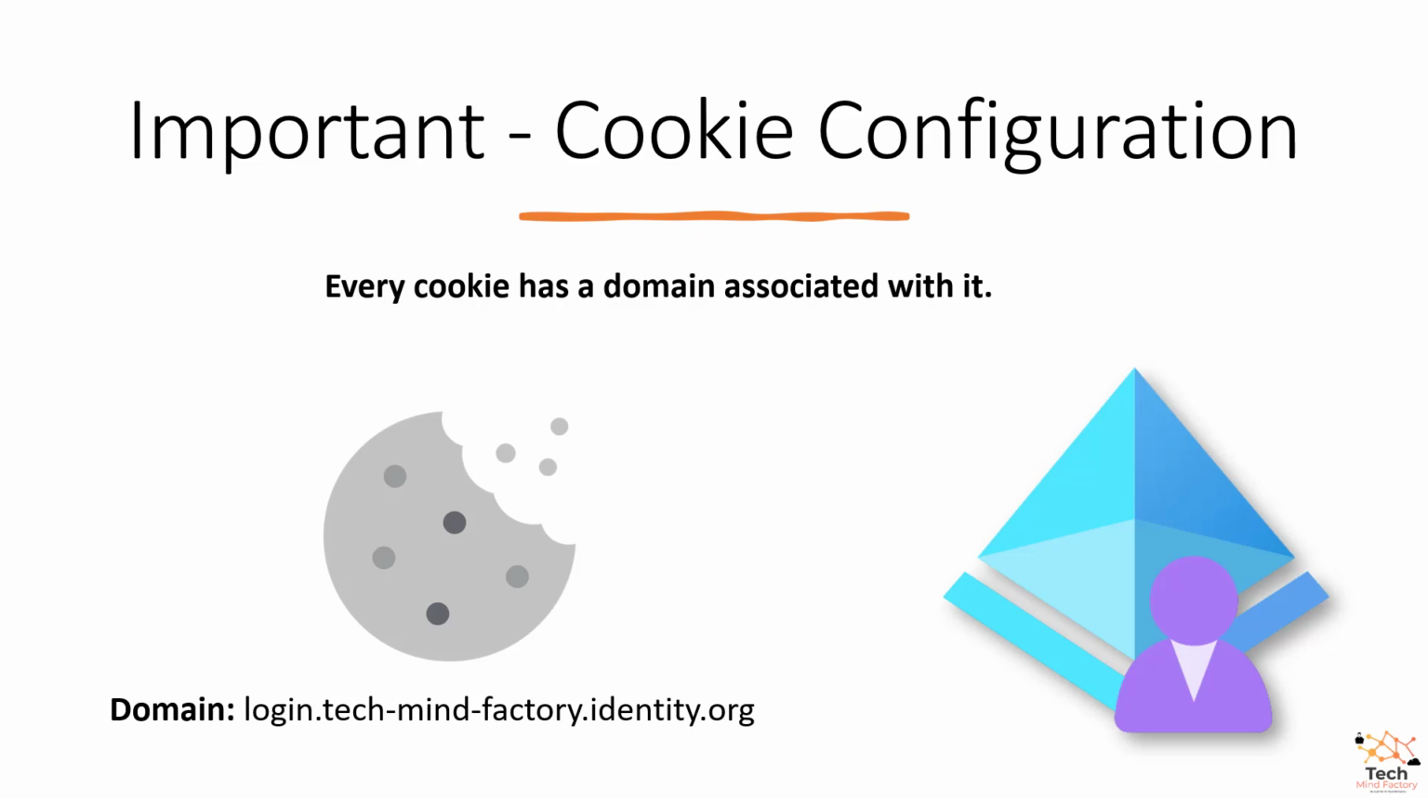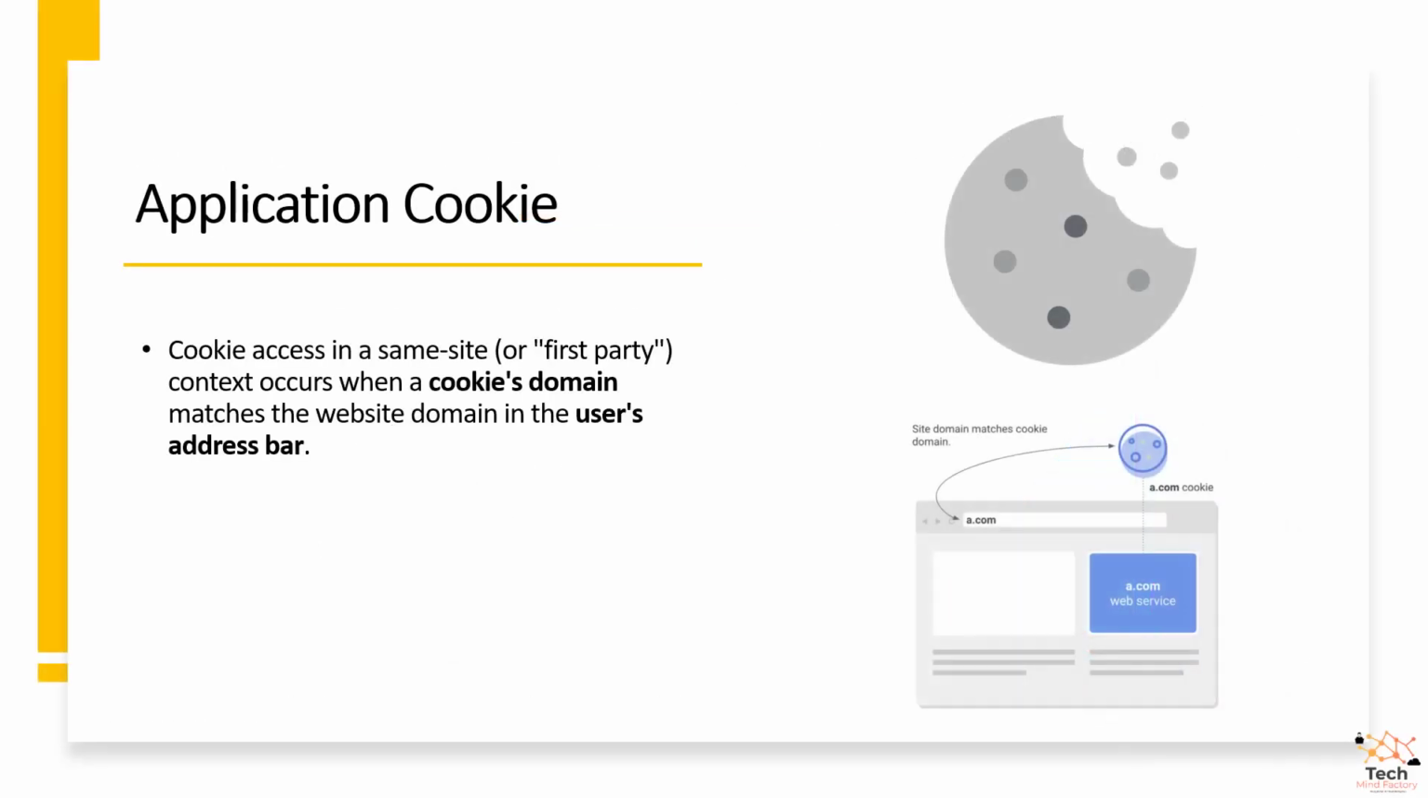But again, it can be tricky. That's why I would like to talk also about cookie configuration. As you probably know, every cookie has a domain associated with it. So for instance, with my Azure AD B2C, I have this cookie associated with the domain login.techmindfactoryidentity.org. So having that said, it's important to understand cookie configuration when we want to implement the single sign-out process with Azure AD B2C. Let's talk a little bit more about cookies here.